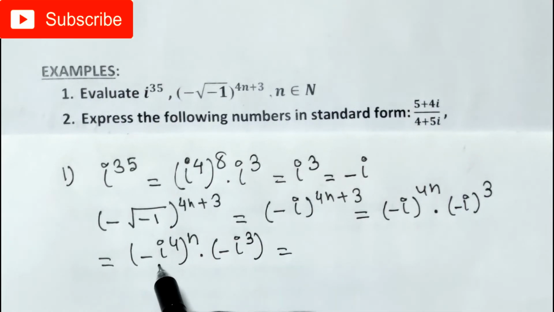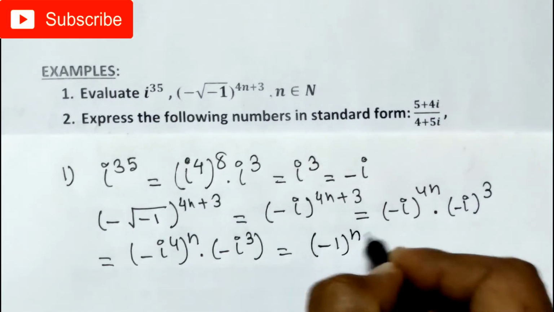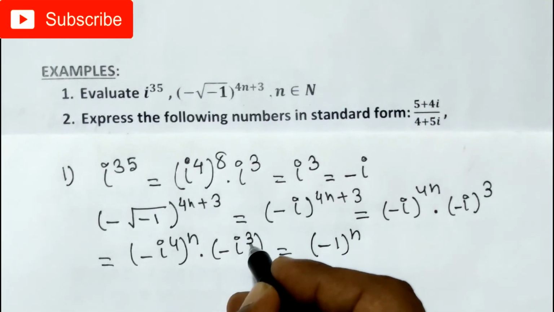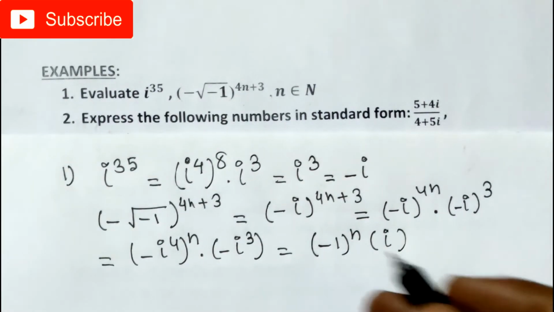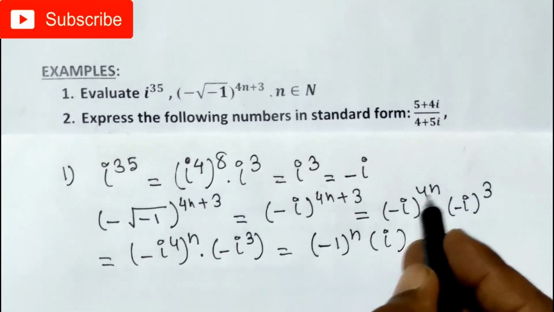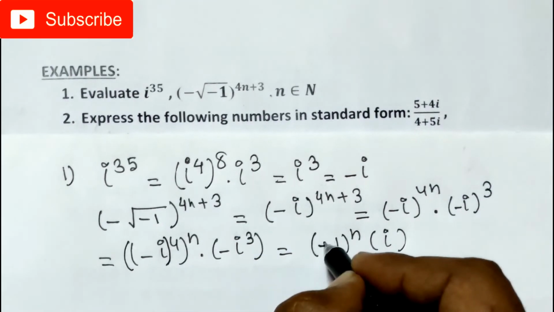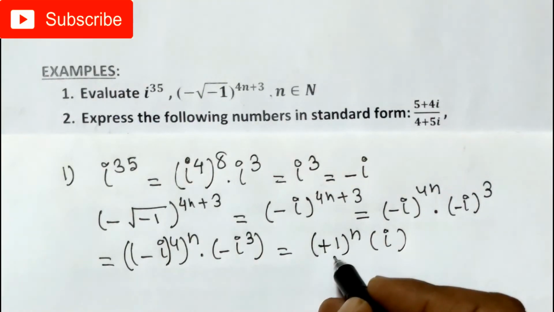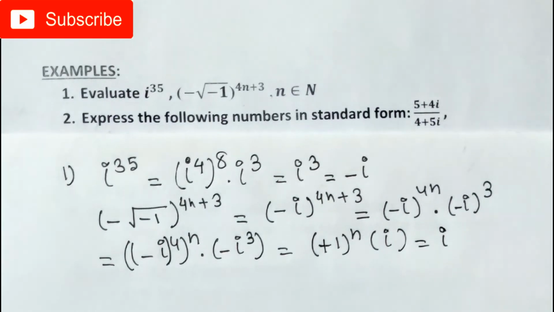We all know that iota to the power 4 gives us 1. So this will be (minus 1) whole to the power n, and iota cube is minus i, so this will be minus i, and minus minus is plus, so nothing but iota. Look here, we have made a mistake: (minus iota) to the power 4 will be plus 1. So this will be 1 to the power n into iota. This is nothing but iota.